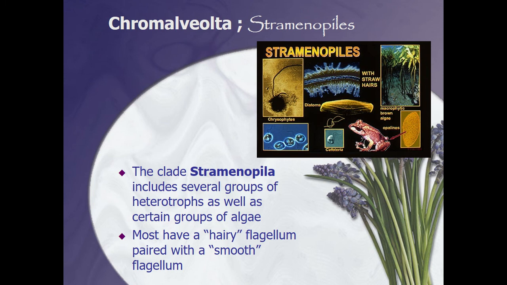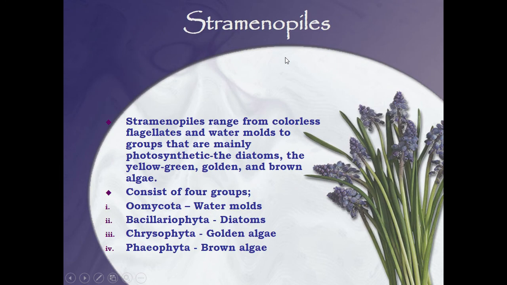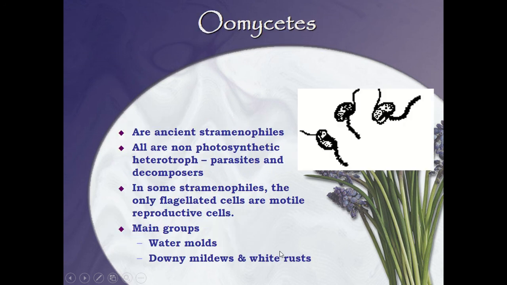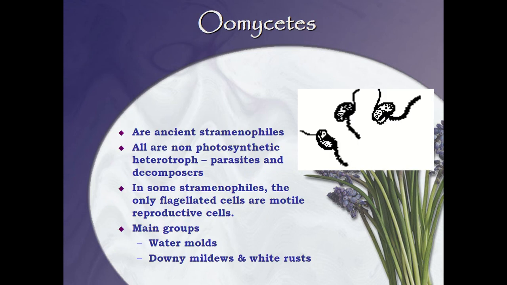And then another type of chromalveolates is stramenopiles. Stramenopiles have a hairy flagellum paired with a smooth flagellum. Okay, this is the smooth one and this is the hairy flagellum. So stramenopiles are divided into 4 groups. We have water molds, diatoms, golden algae, and brown algae. For the first one, we're gonna look at the water molds, or known as oomycetes.